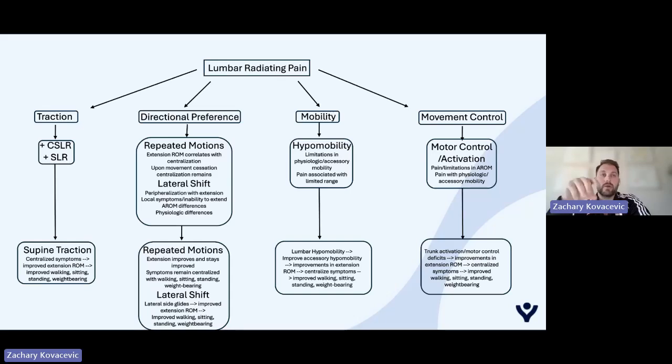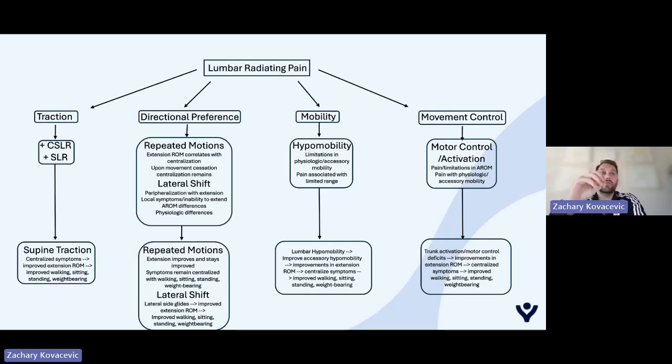Similarly with the repeated motions, we want to do some repeated extensions, and the intention is that it sticks, so that the individual can now restore those functional impairments and pain with sitting, standing, walking, sleeping, etc. With lateral shift, you restore the lateral shift via some side glides. You then restore extension because now extension range of motion is allowed to happen. You centralize symptoms and function improves, right? You're getting the gist here, I imagine. With hypomobility, you improve lumbar hypomobility, you improve your accessory hypomobility of the lumbar spine, you improve extension, you improve centralization, you improve function.